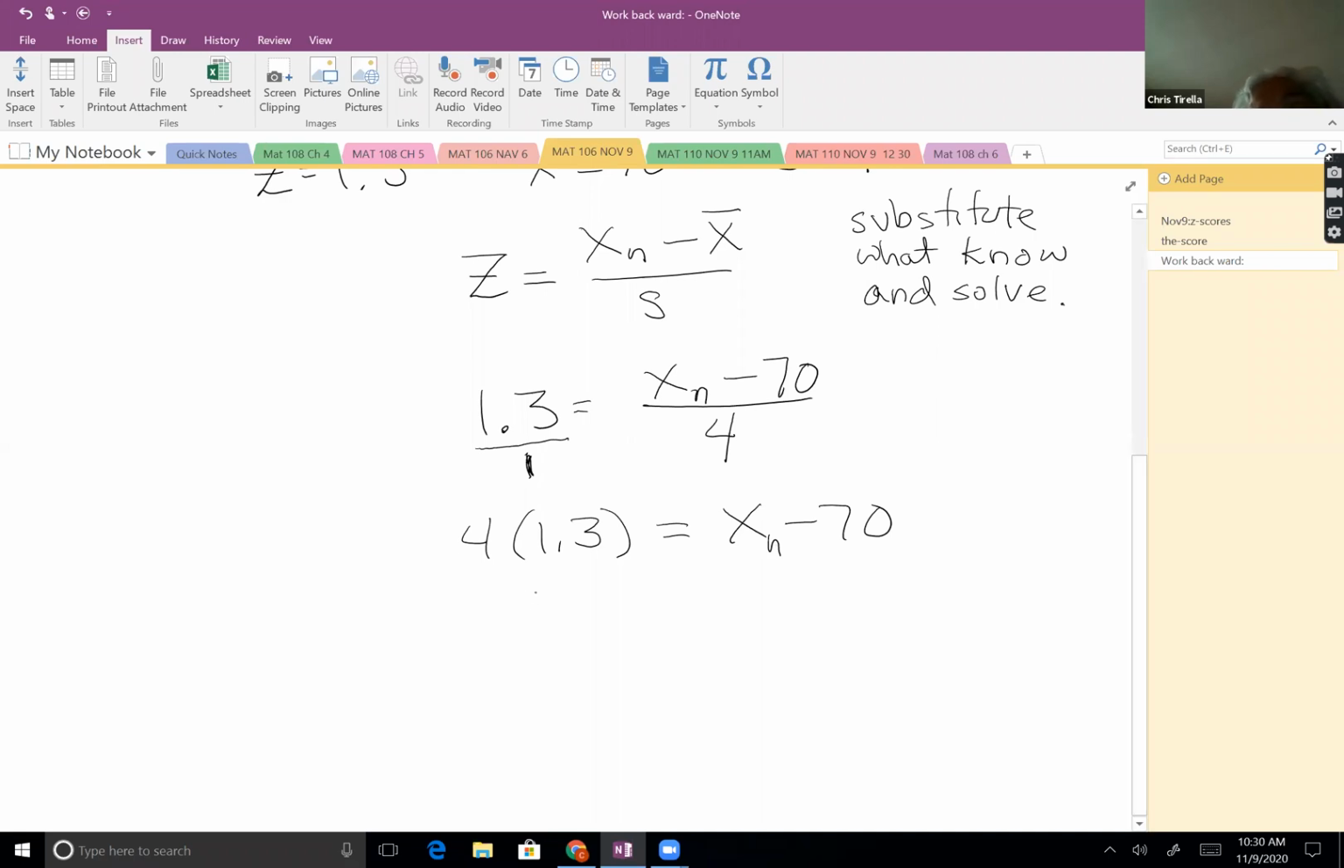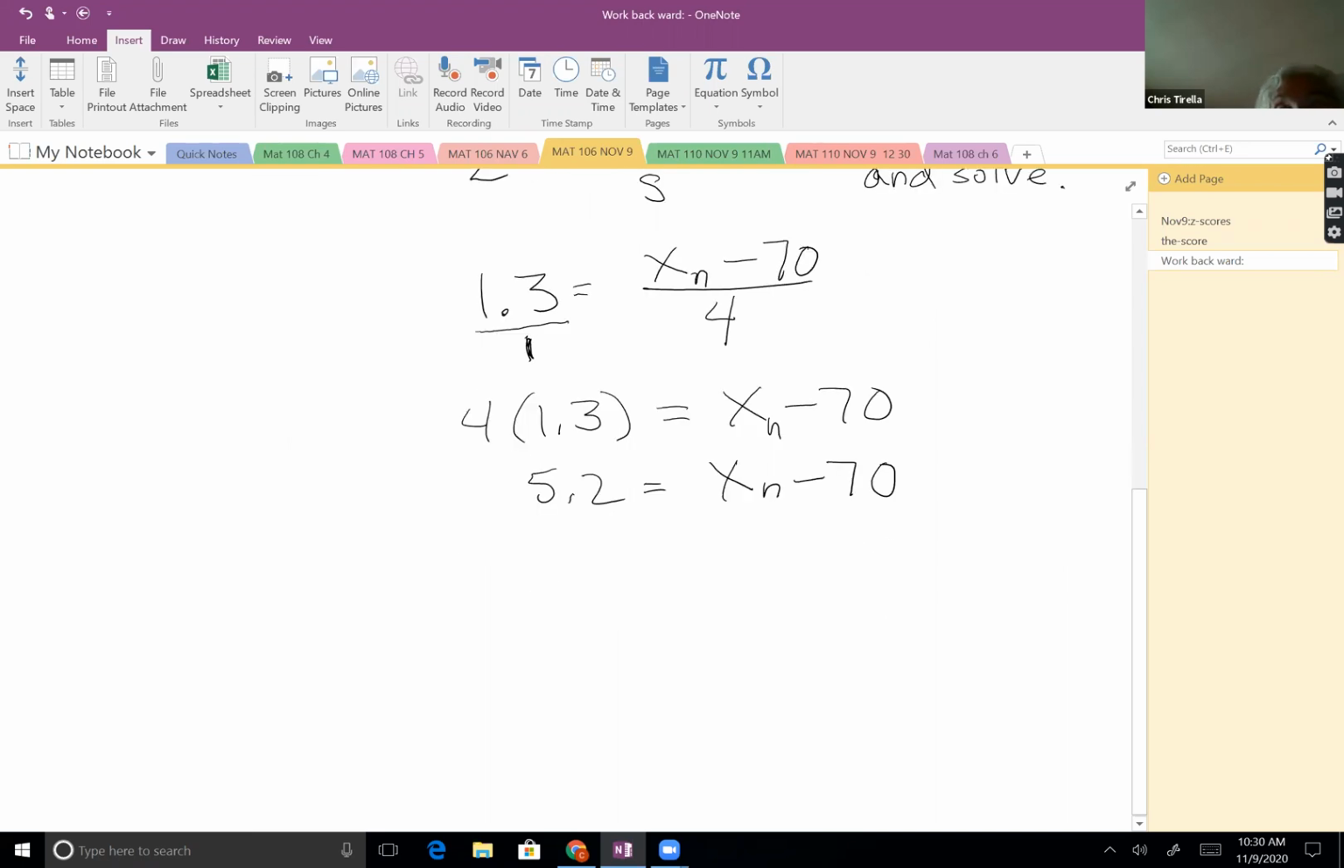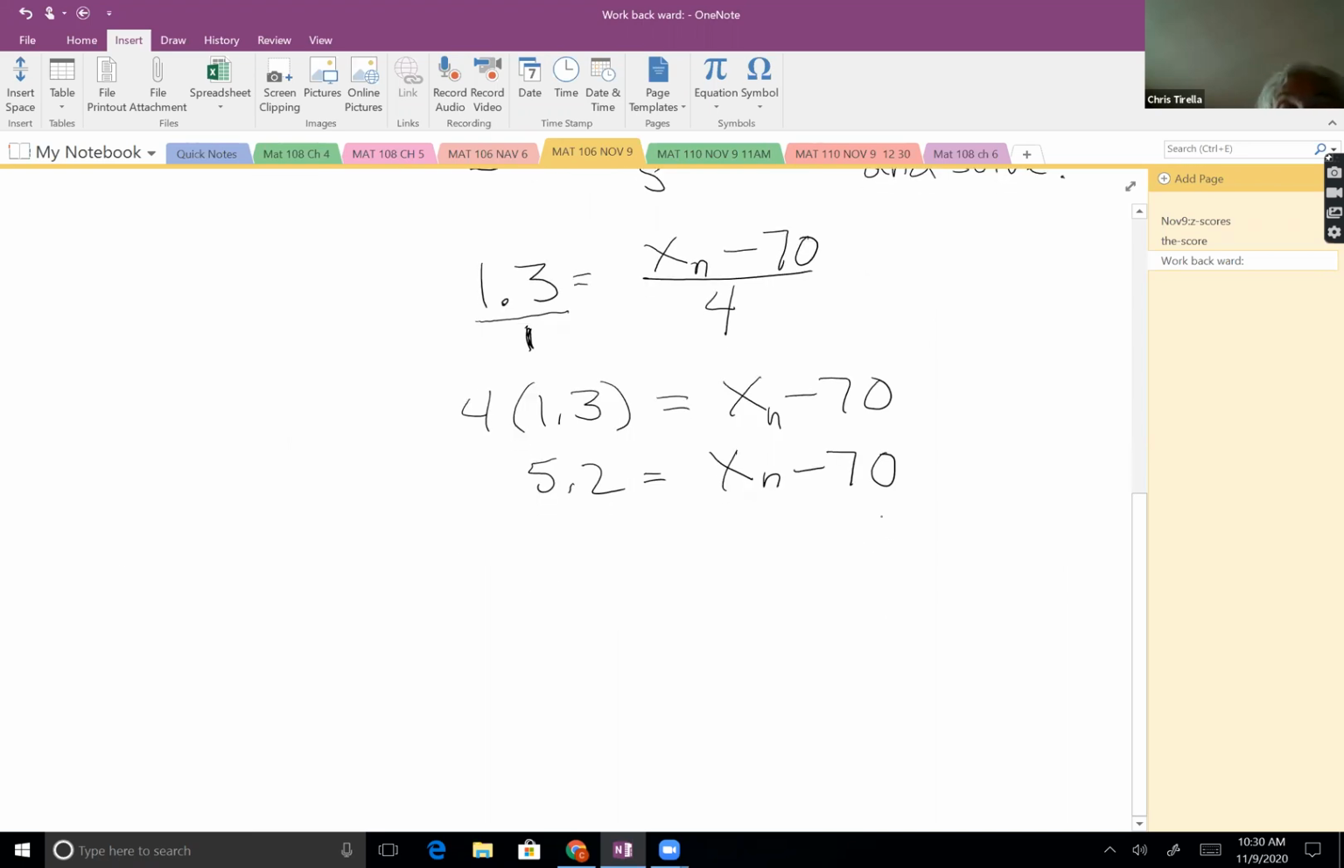So I think that gives me 5.2 equals the data value minus 70. And so adding 70, I get 75.2 is equal to my data value.